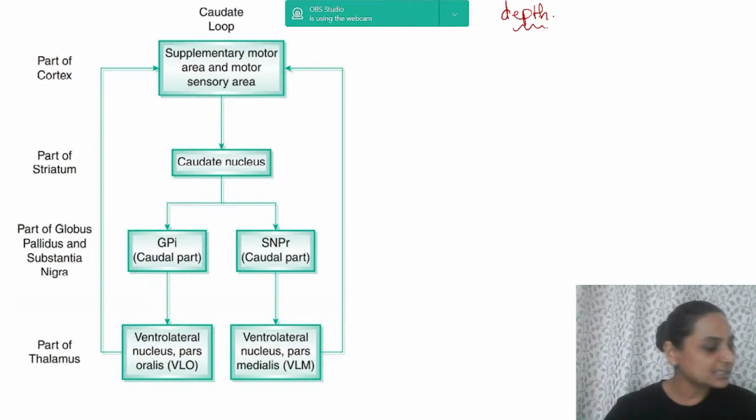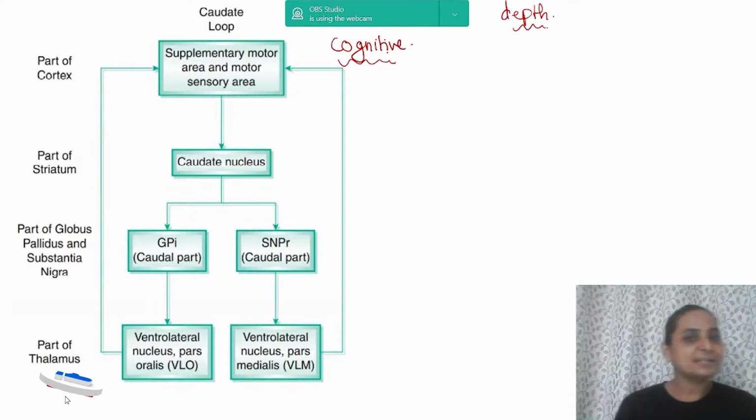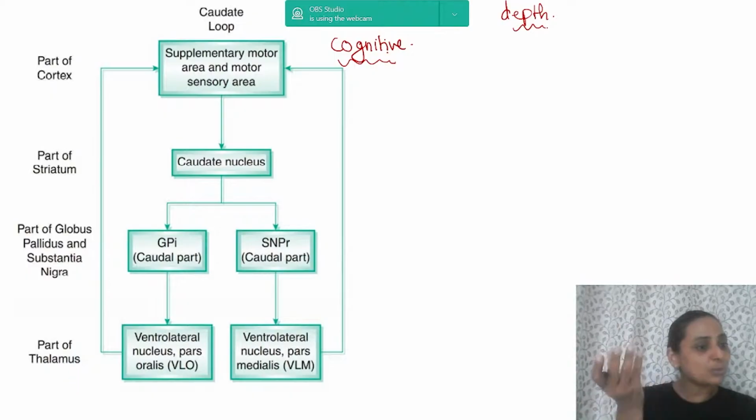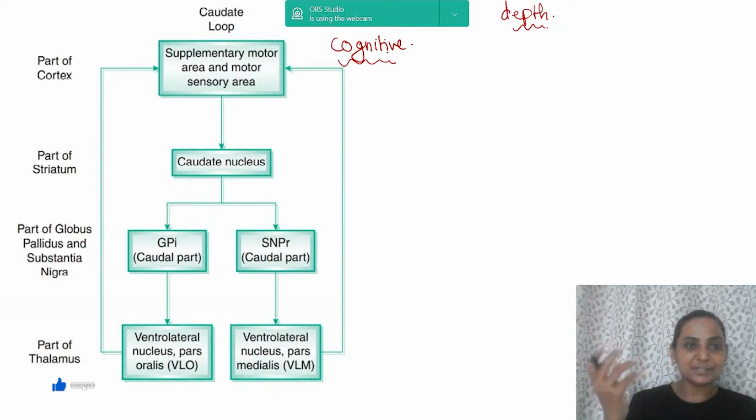of the circuits. This is the caudate loop, or the caudate circuit, which is actually responsible for cognition, or the cognitive process. What is a cognitive process? Any new sensory information comes to the brain, and the brain can now think about it. It can also compare it with old information that is stored in the memory. So the new information and the old information.